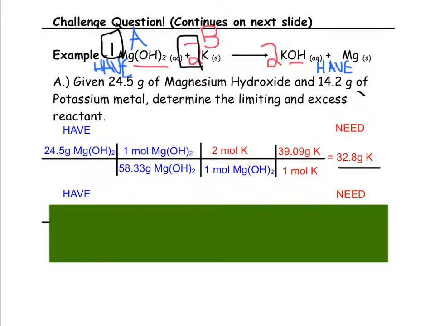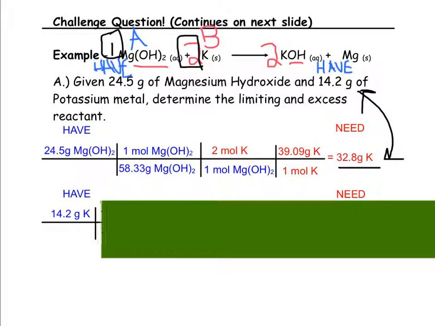Well, look at that. The problem already tells us we only have 14.2 grams of potassium. So right away, we know that our potassium is limiting our reaction. Well, let's go through and solve for potassium in this case. And this is going to change our A and our B. So we're going to start with our potassium. So potassium is now going to be our A.